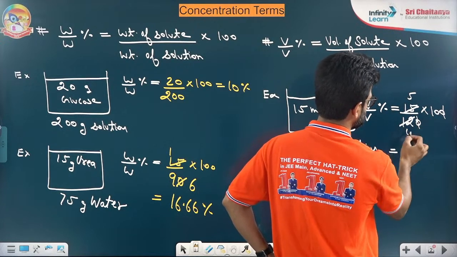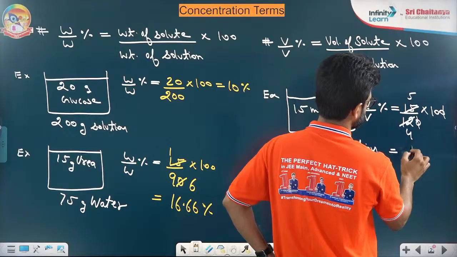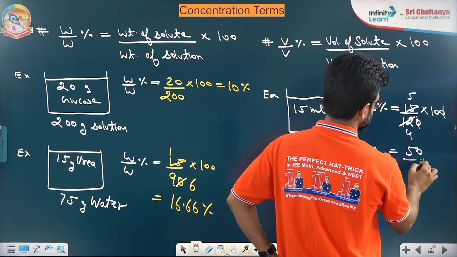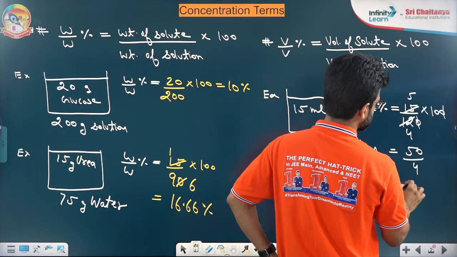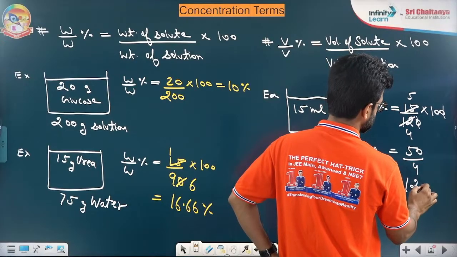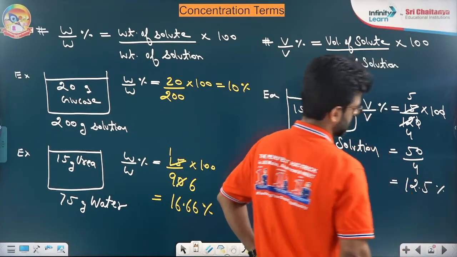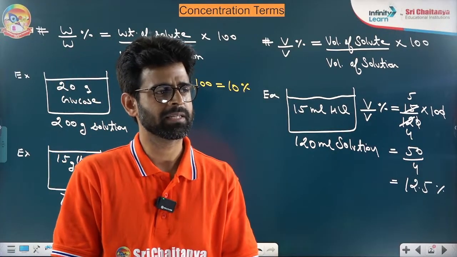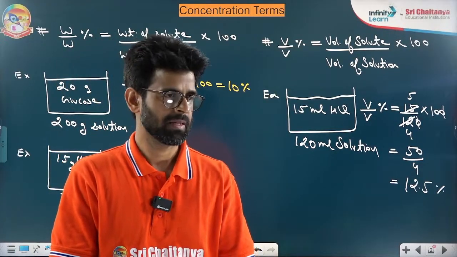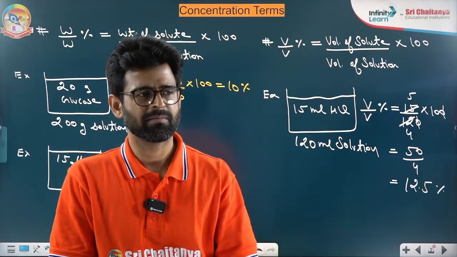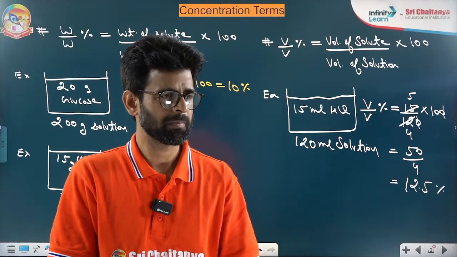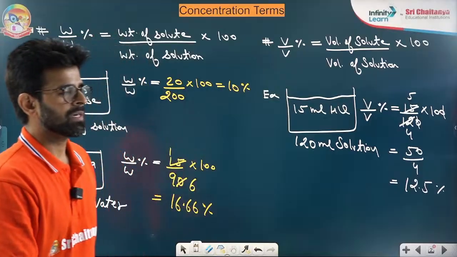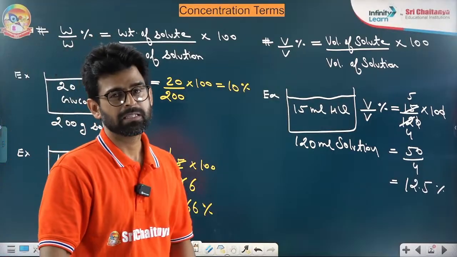Or I can say cut it down. What is coming? 50 by 4. But how much is coming? That means 12.5. Right? 12.5%. Very good. Lakshmi, Shranya, Monica, right? So it is a very simple term. Okay, nice. Done up to here.